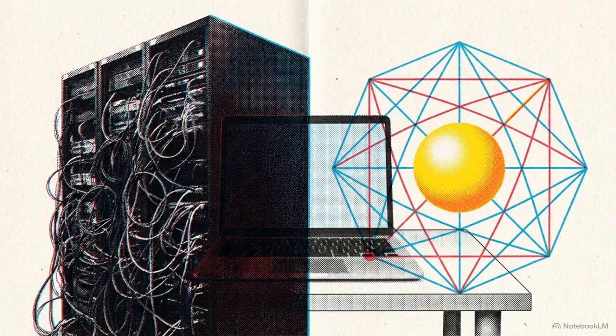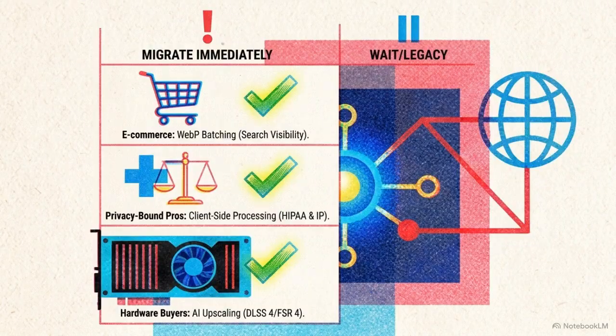The transition from centralized cloud dependency to local AI processing is now the standard for modern media workflows. This 2026 checklist shows who must migrate immediately. E-commerce sites must adopt client-side WebP batching to maintain search visibility. Legal and medical professionals must stop risking confidential documents on cloud servers. Hardware buyers must prioritize AI upscaling and accept vendor lock-in over raw benchmarks.